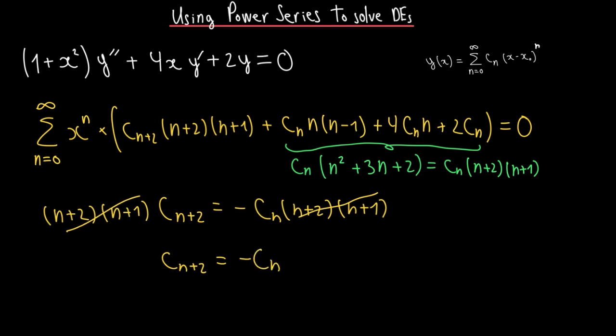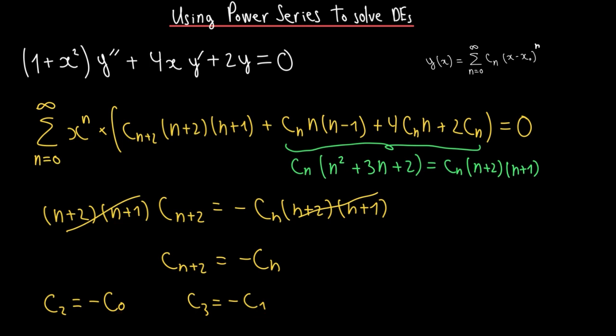One important thing to note is that whenever we have a recurrence relation relating n plus 2 to n, this means that we get two parts in our general solution, the odd terms and the even terms, because, for example, C2 will be equal to negative C0. And similarly, C3 will be equal to negative C1. But we can't get a specific value for C0 and C1.